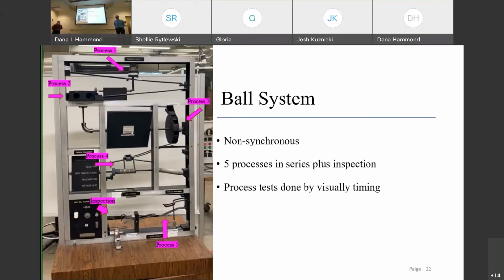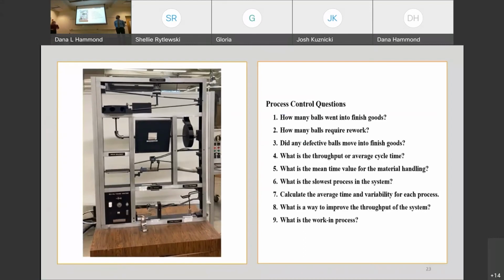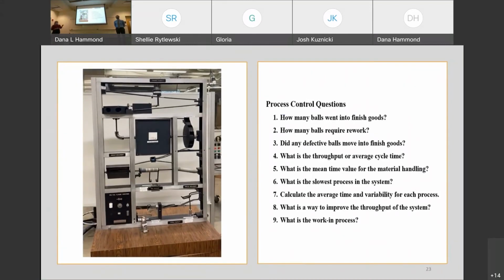In order to do process control tests, students have to take a video of the system running and then answer questions later. This is the system running. A student actually took it this semester, and this is the video that they took. They have the video running for about a minute, and these are the questions on the right-hand side that they have to answer.